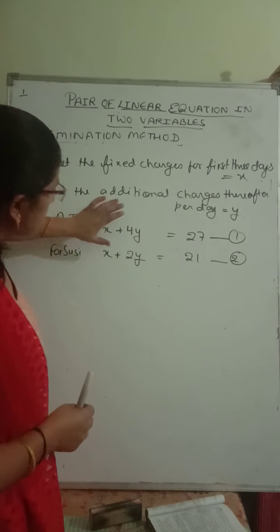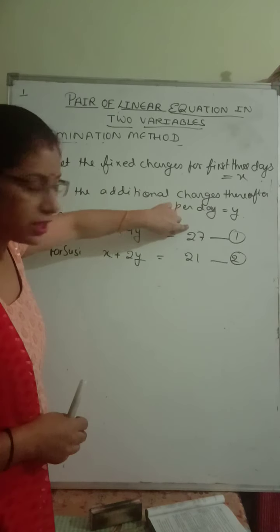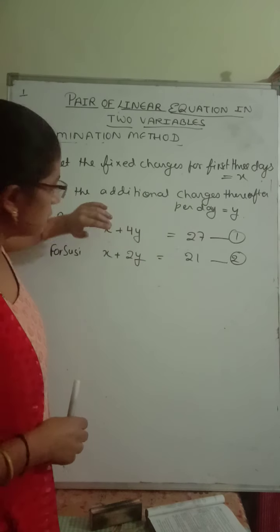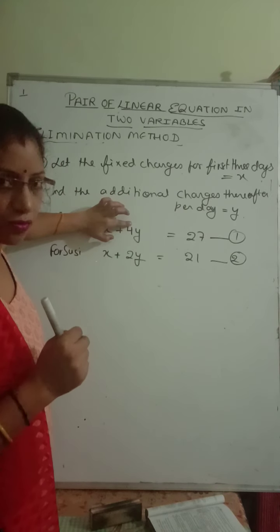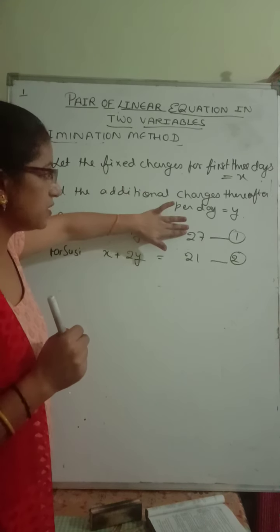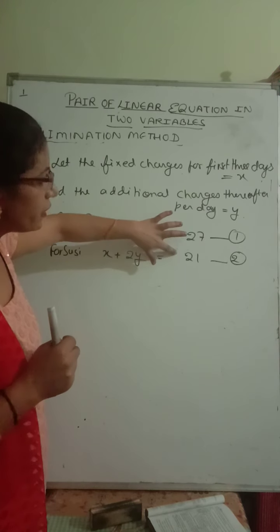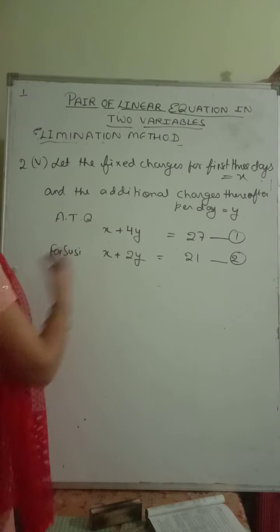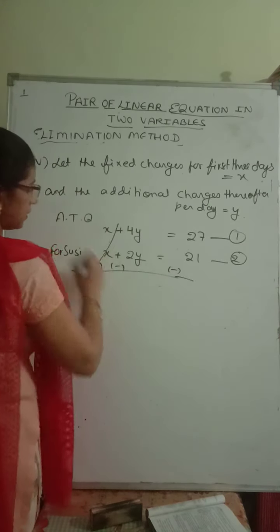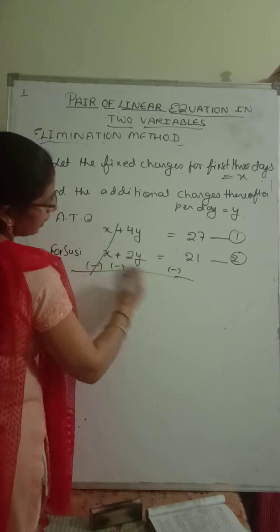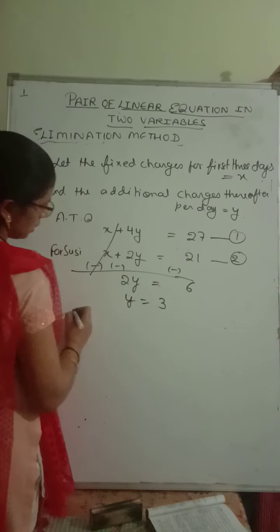For first 3 days, first Sarita, for the 7 days she paid 27 rupees. 7 days means for the 3 days x rupees, बाकी बचे 4 days, एक दिन के y तो 4 days के 4y rupees, तो x plus 4y is equals to 27 total she paid, and Sushi ने 3, 4, 5 days के लिए 21 rupees, x plus 2y equals 21. Okay. Elimination method directly we can do, minus minus minus. 2y equals to 6, y equals to 3.